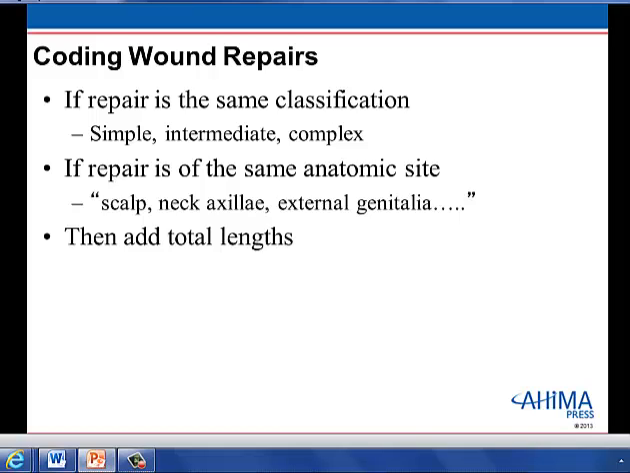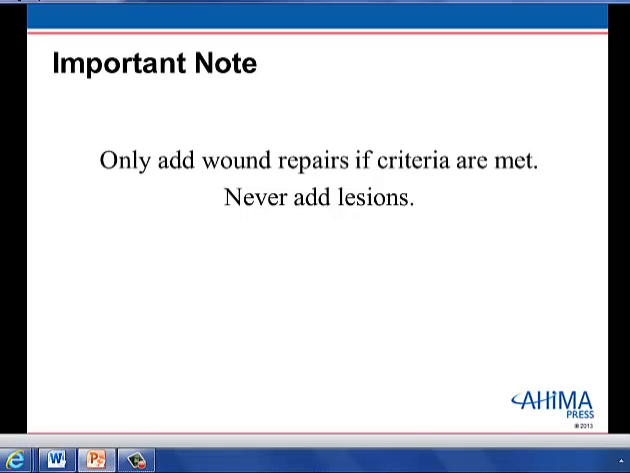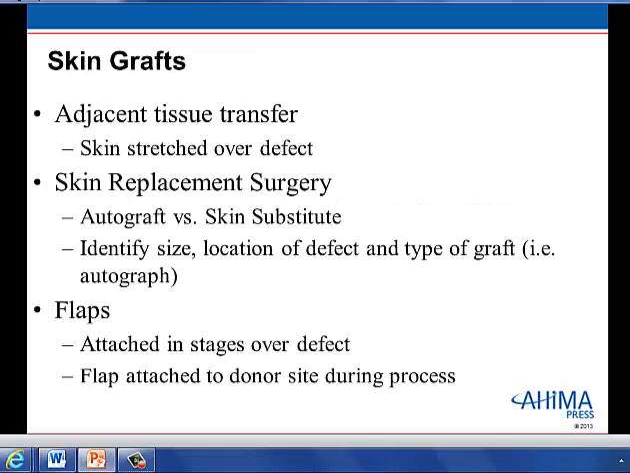Coding wound repairs requires making sure that the repair is in the same classification, be it simple, intermediate, or complex. If the repair is in the same anatomic site and the same classification, then you will add the total lengths and code the size in centimeters. Important note: only add wound repairs if criteria are met. Never add lesions.